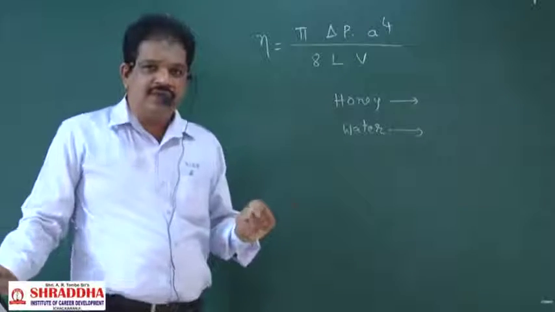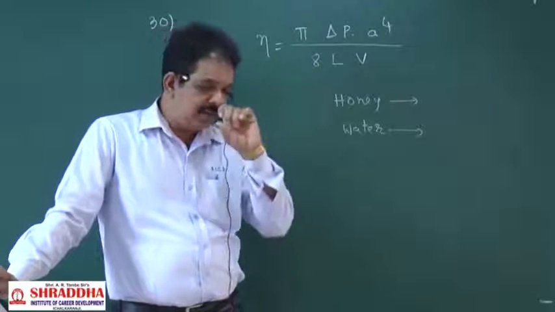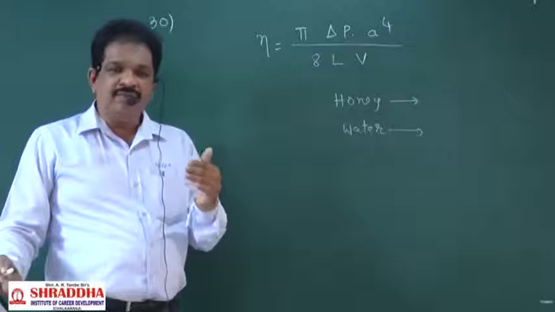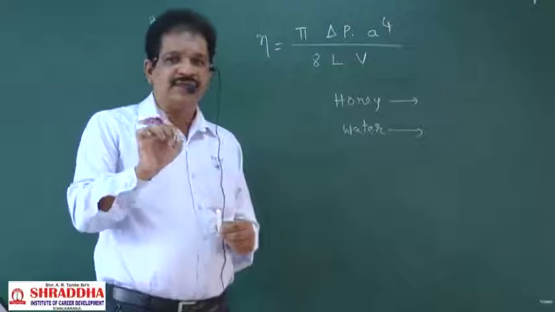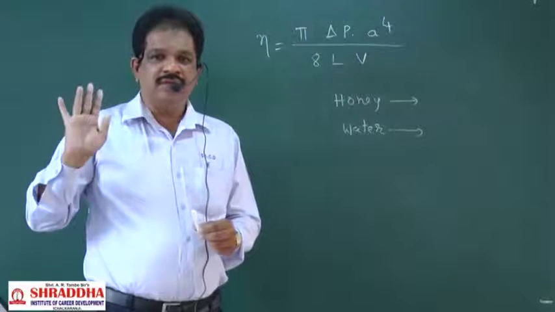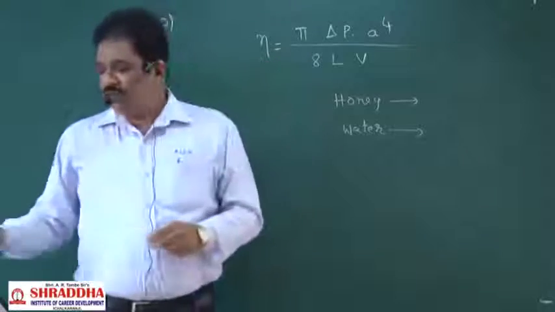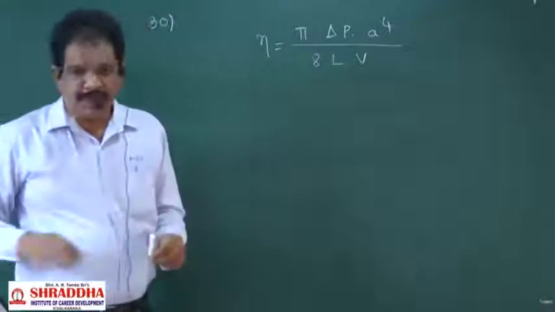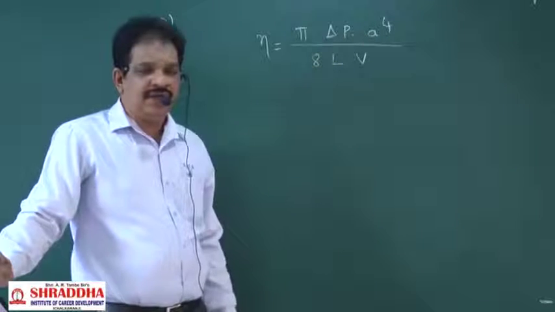Are you getting an idea? If you pour the same amount of water and honey side by side on a floor, honey will move very slowly, water will move fast. Then we can say honey is more viscous than water because honey is going very slowly. Coefficient of viscosity of any liquid, to calculate we use this formula: η = πΔP a⁴/8LV.